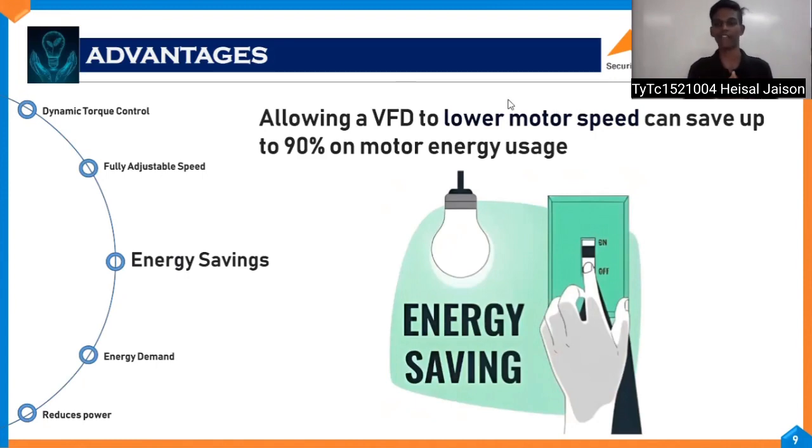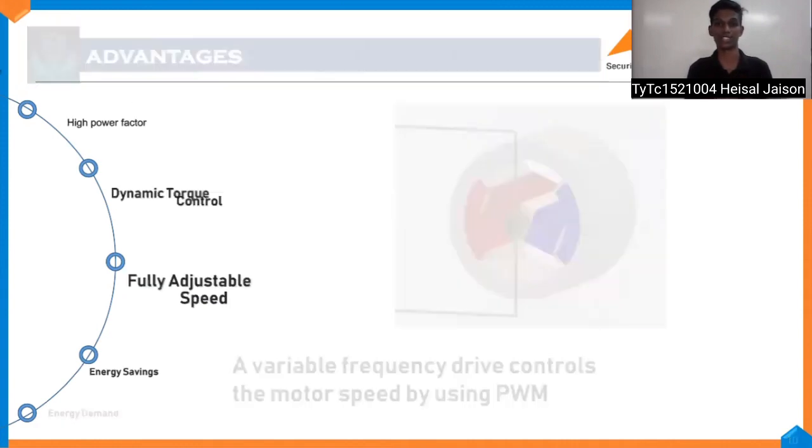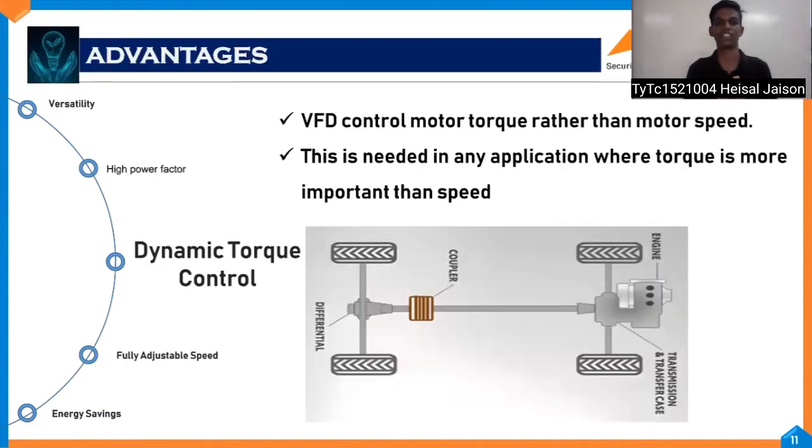Then the next advantage is that it has fully adjustable speed. Here the frequency of the motor, the speed of the motor, is varied. At the end you can see the GIF of the motor, where the speed can be varied by giving the frequency. If I vary the input frequency, the speed can be varied. Then the next advantage of VFD is dynamic torque control.